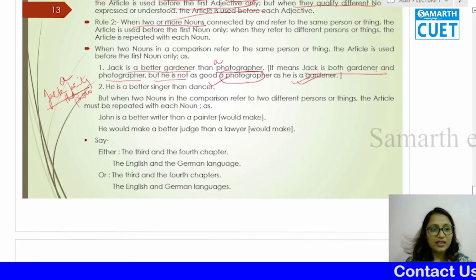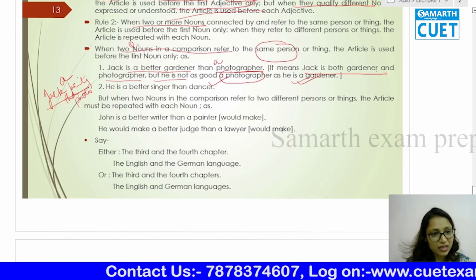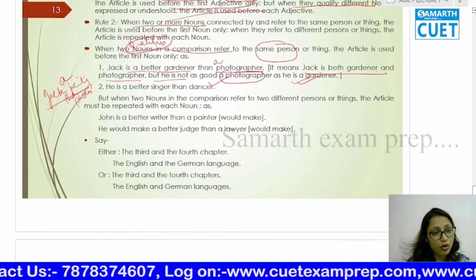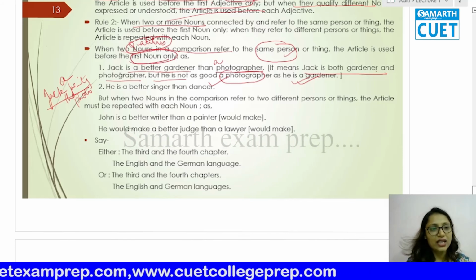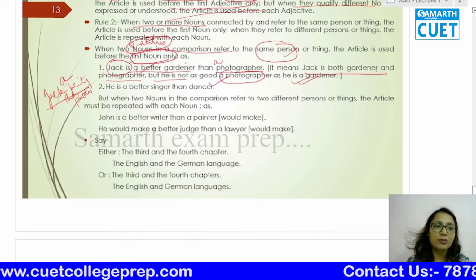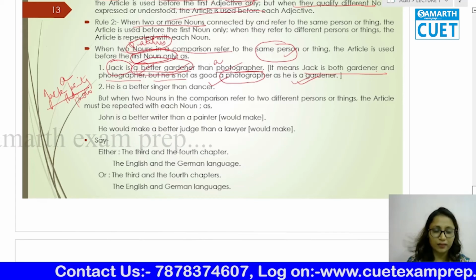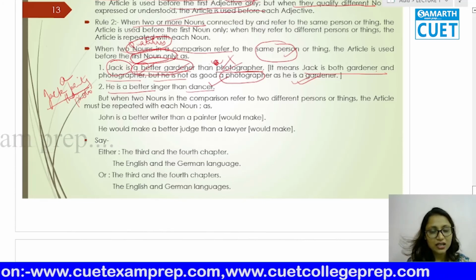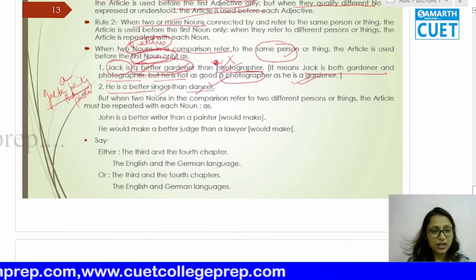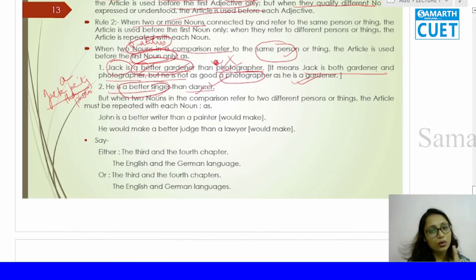Okay, understood. So that means if two nouns are compared within the same person, meaning we are comparing two qualities of one person, we will put the article only before the first. Here Jack is just one person and Jack is both the gardener and the photographer, so we are just using a before the gardener and we are not going to use a before photographer. In the same way, he is a better singer than dancer, because we are talking about the same person who is a singer too and a dancer, but he's a better singer. So when we are comparing the qualities of a single person, we are going to use the article only before the first one.